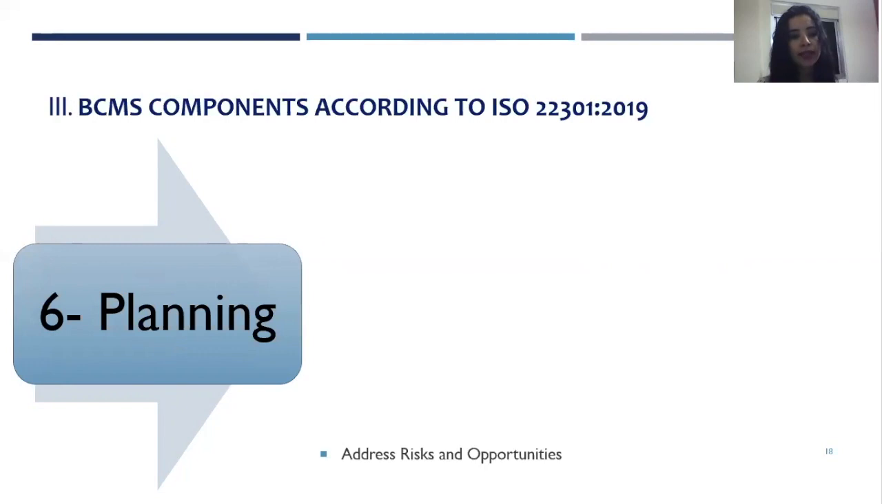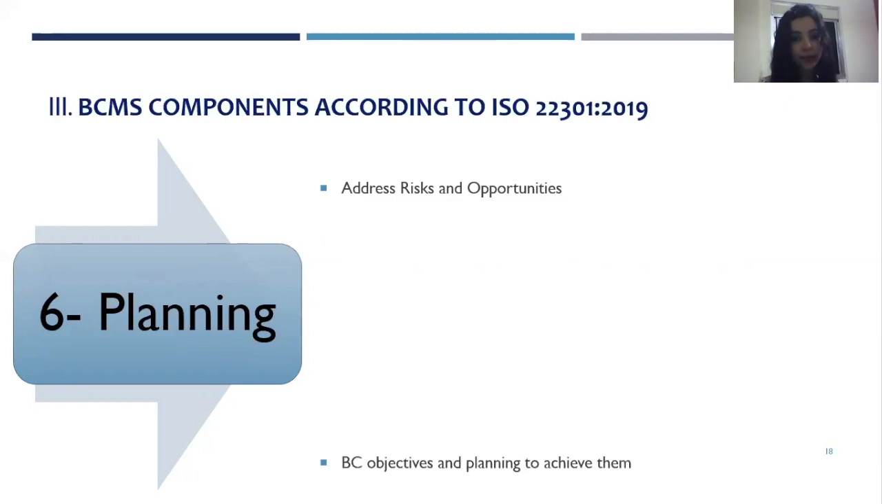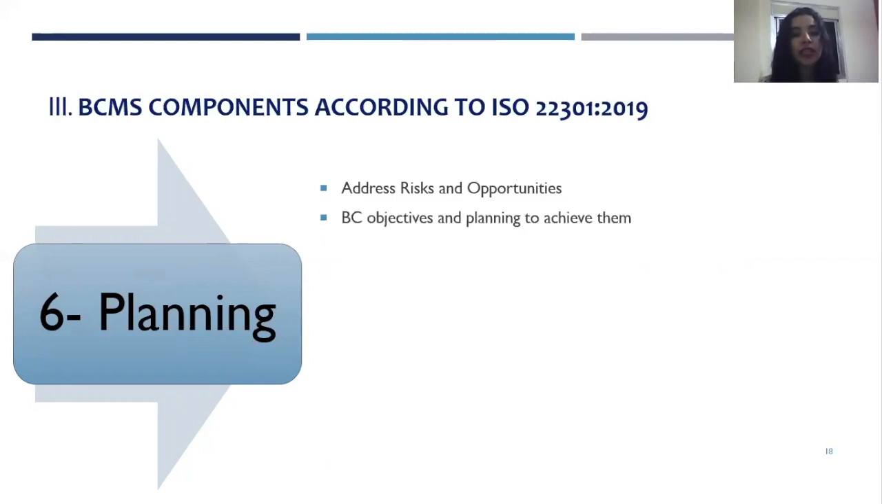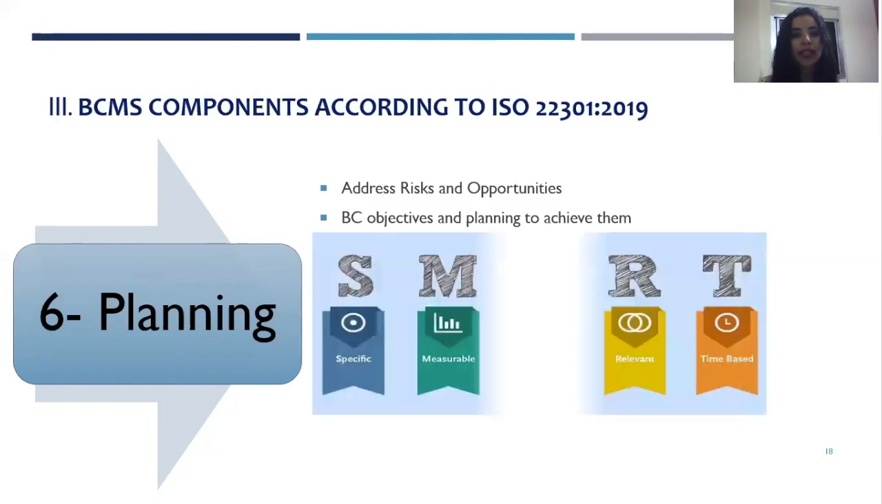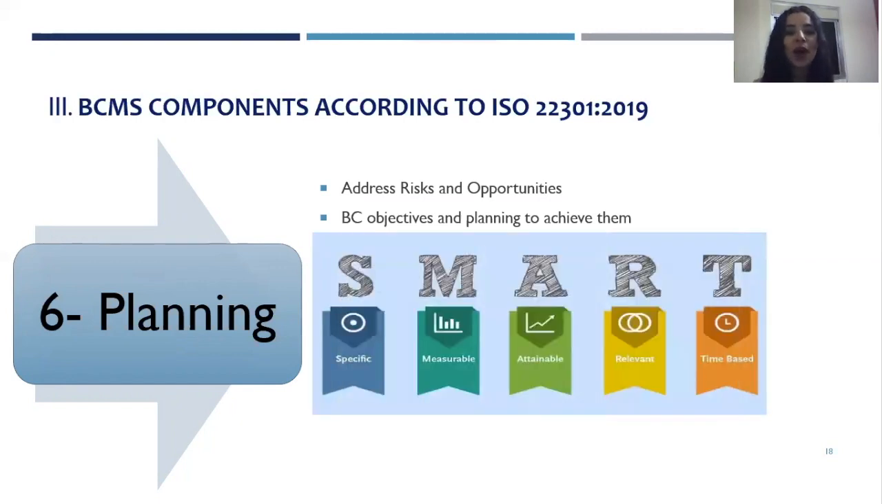Moving to the planning part, first, we should address risks and opportunities, business continuity objectives and planning to achieve them. And here is a small review about SMART objectives. Since we talked about objectives, I would love to remind you that in the quality management system, we talk about SMART objectives. In total quality management system, we talk about smarter objectives. Here, I will say the SMART one. S stands for specific, M measurable, A attainable, R relevant, and T is time-based or time-bound.